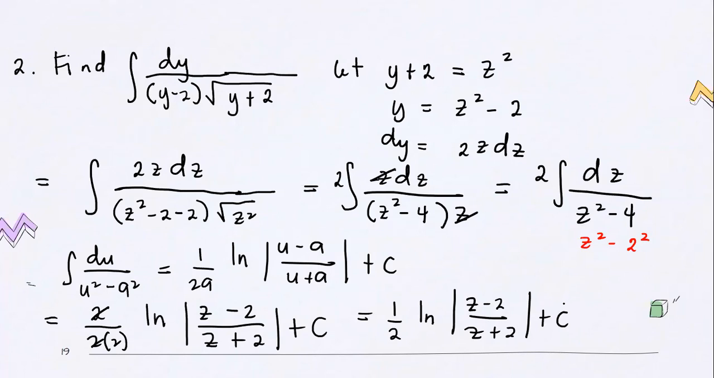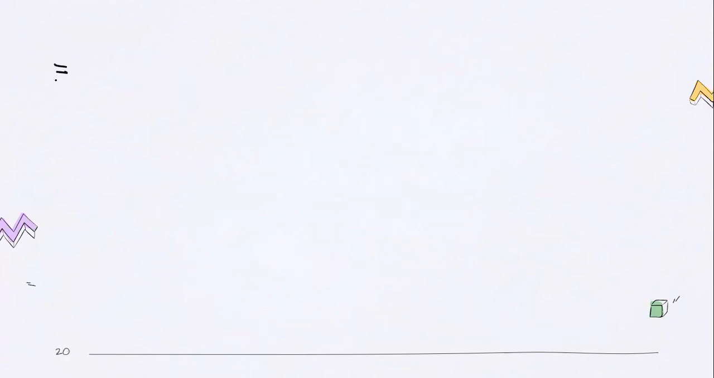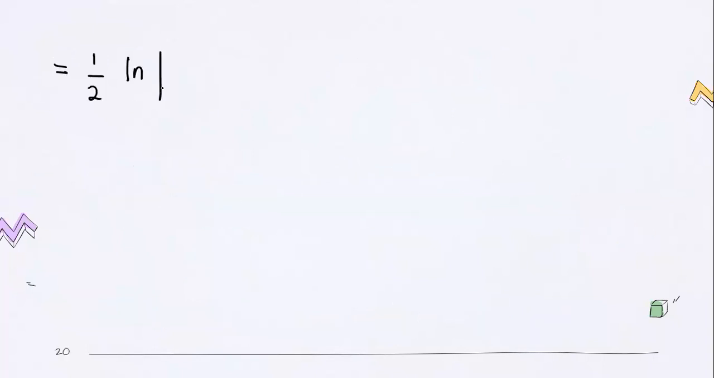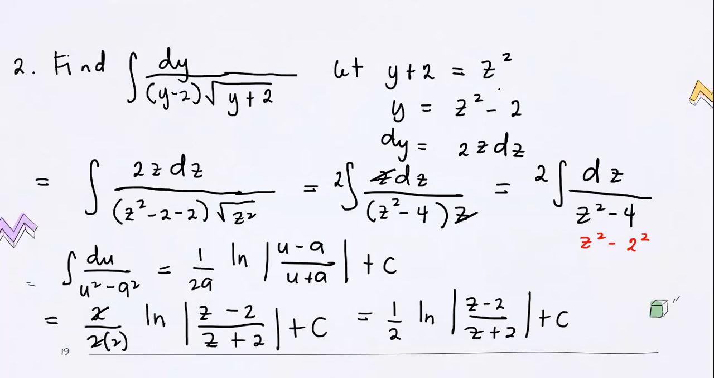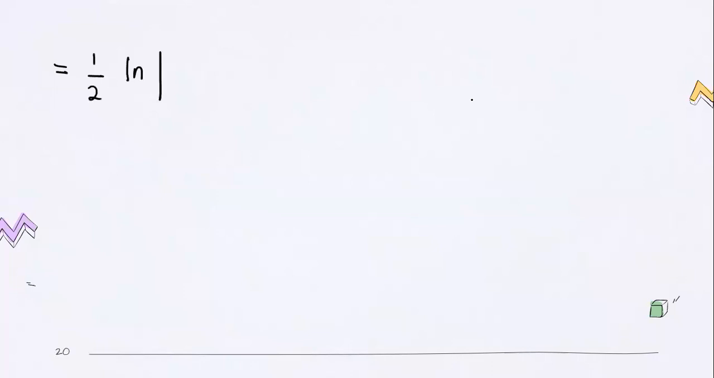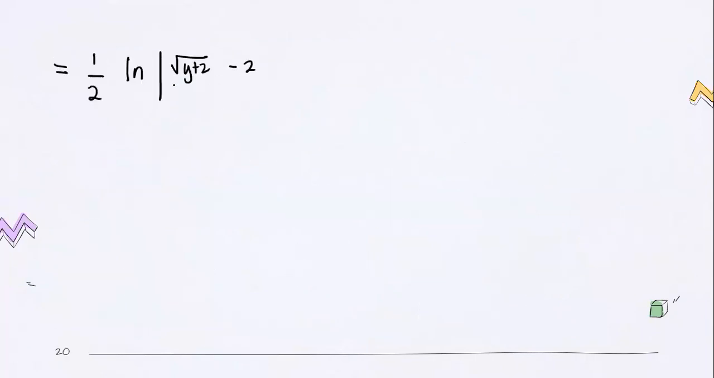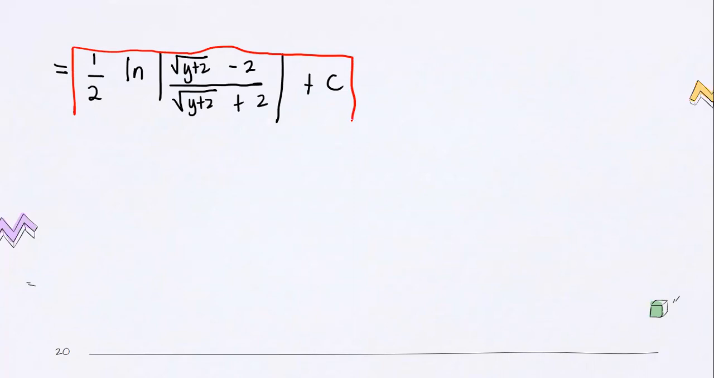Okay, go back to the original. We have equal to 1/2 ln, where z is square root of y plus 2. Square root of y plus 2 minus 2 over square root of y plus 2 plus 2 plus c. Final answer.